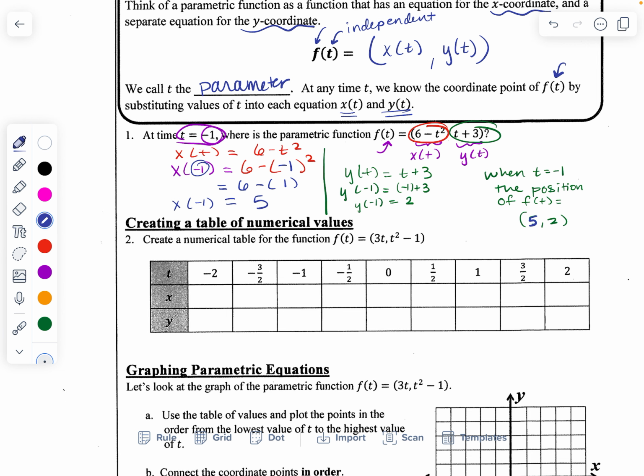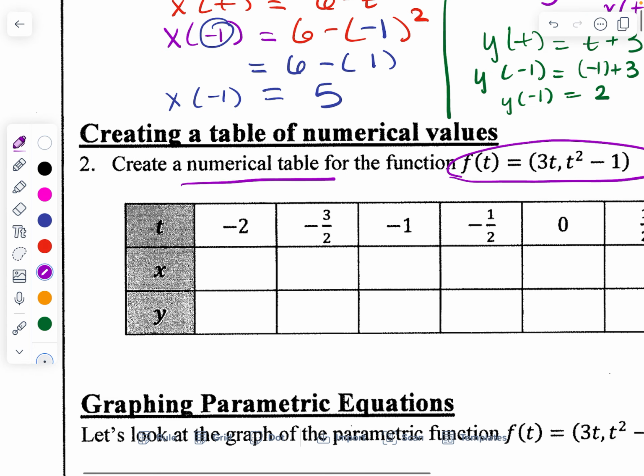Okay, so let's look at these. It says create a numerical table for the function f of t equals 3t, t squared minus 1. On your copy, it might be a little dark. I apologize. So just remember, for this copy, this is x and this is y. Remember that x in this case is 3t, right? I should say x of t equals 3t, and y of t equals t squared minus 1.